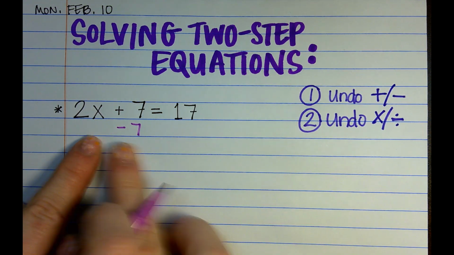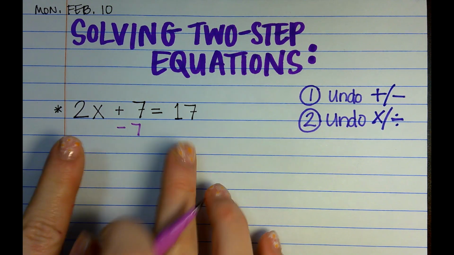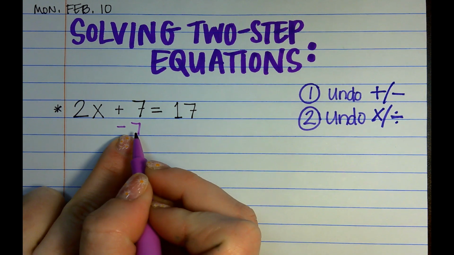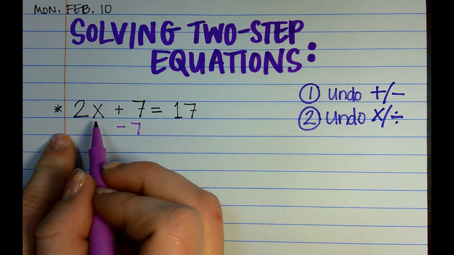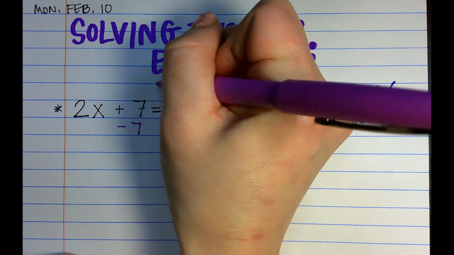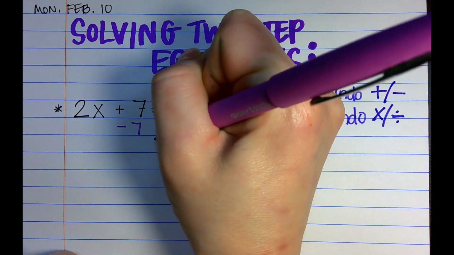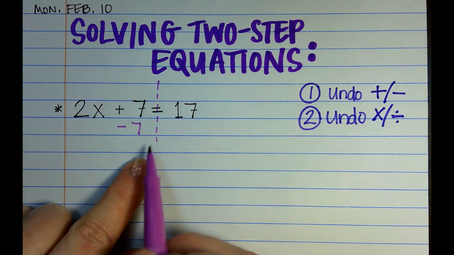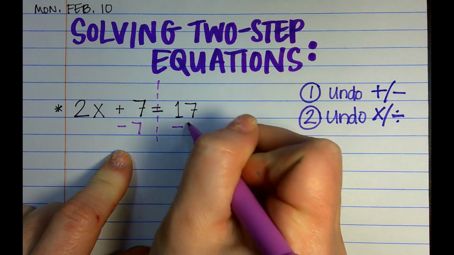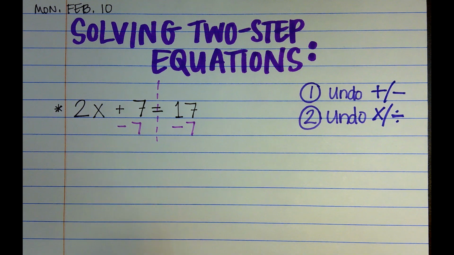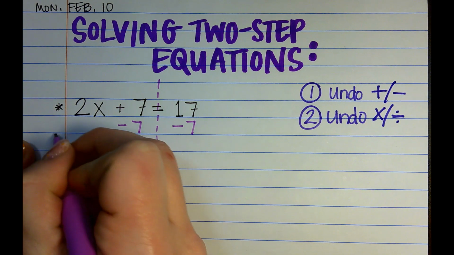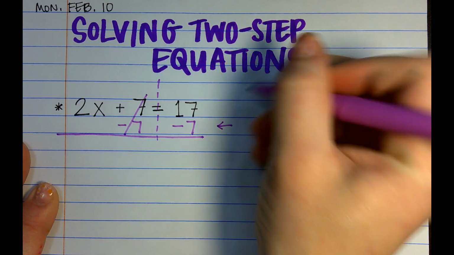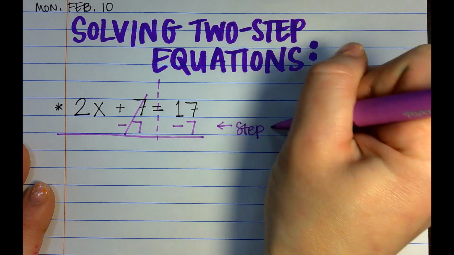Sometimes with two-step equations, I notice that students get mixed up on what I mean by both sides. They think, do I also minus 7 over here? It's after the equal sign. If it helps, maybe draw a little imaginary line. The equal sign separates the sides. So we're going to take away 7 from both sides. The 7s cancel out each other. And then 17 minus 7 is 10.